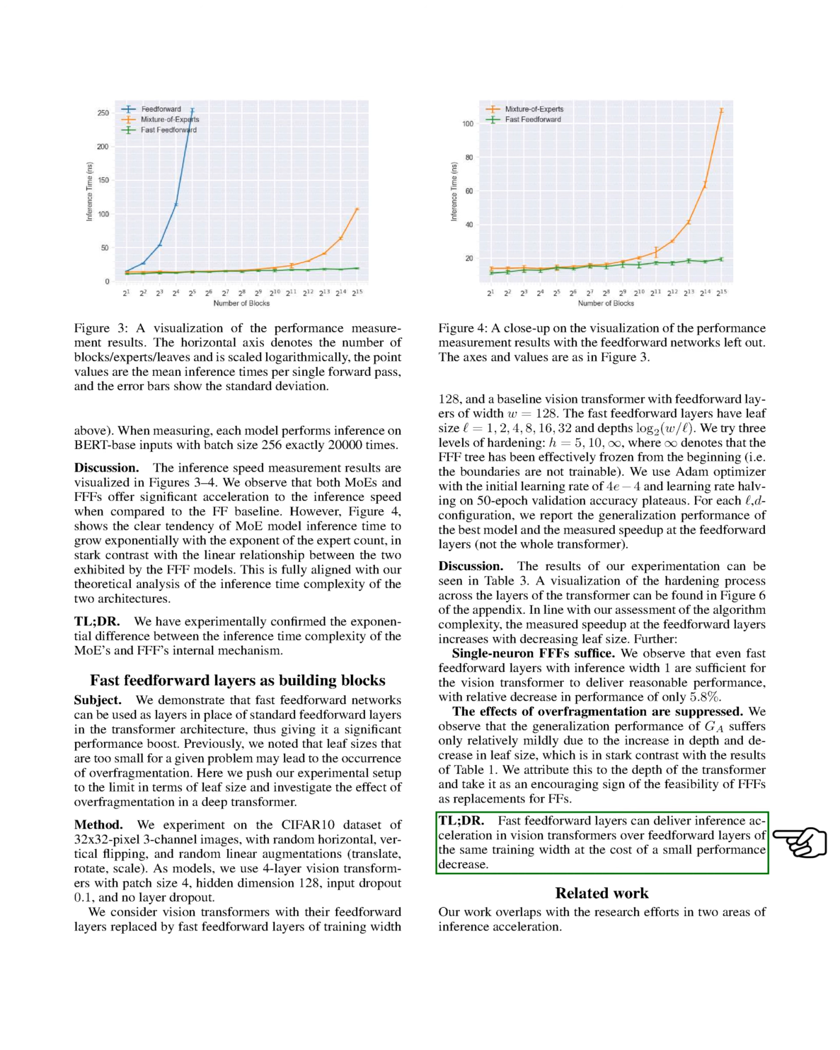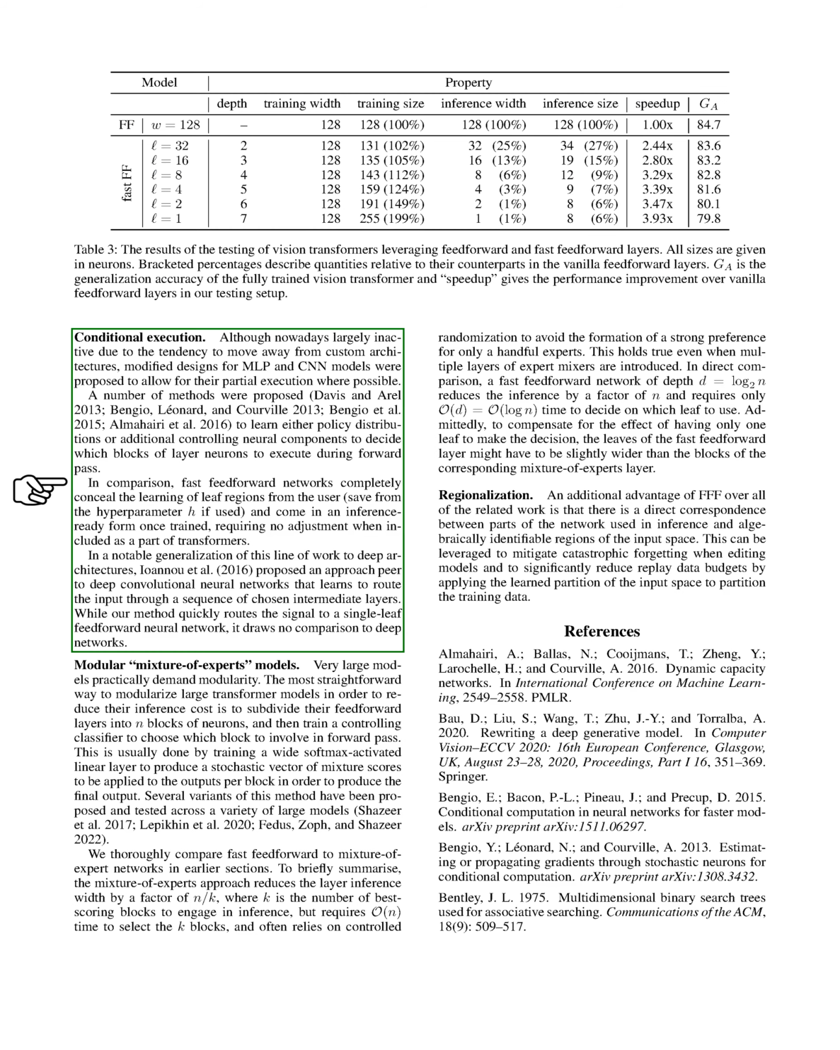Section. Conditional execution. Let's delve into the topic of conditional execution and modular, mixture of experts, models. In the past, there were attempts to modify the designs of multilayer perceptron, MLP, and convolutional neural network, CNN, models to allow for partial execution where possible. This was achieved by learning policy distributions or additional controlling neural components to decide which blocks of layer neurons to execute during the forward pass. However, these methods are not as popular today due to a shift away from custom architectures.